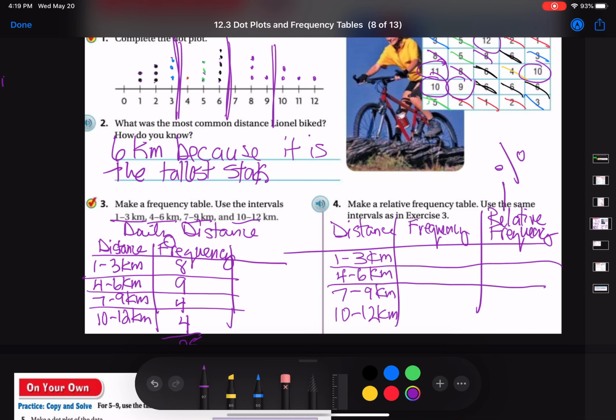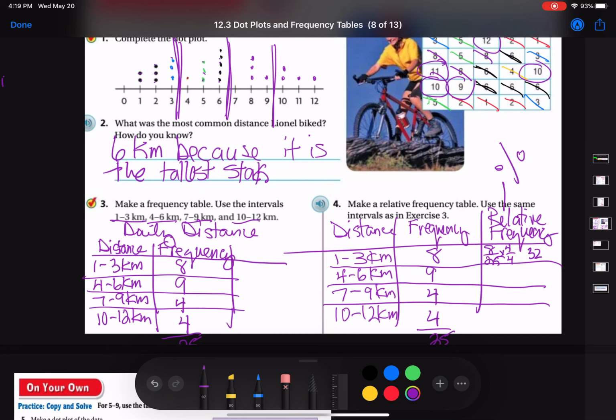All right, so, and then I'm going to copy over my frequency, 8, 9, 4, and 4. All right, so now I told you when I added all this up, it made 25, which is good. So now we need to find the percentage of 8. So you're going to do 8 over 25. Now, the reason why 25 is such a good number is because 25 can go into 100. 25 times 4, think 4 quarters. So you're going to multiply top and bottom by 4, and you're going to get 32 over 100.